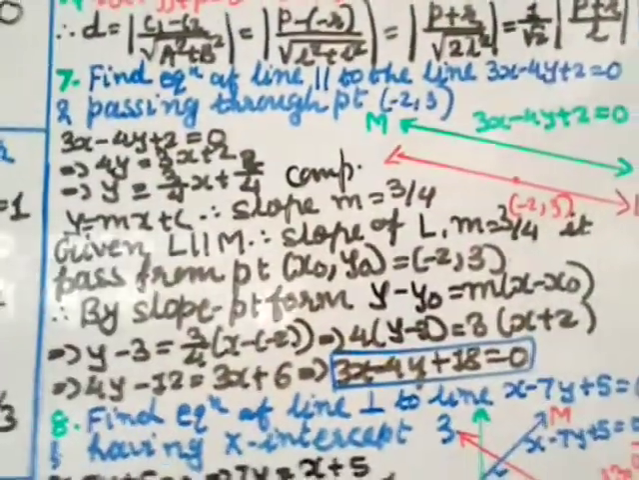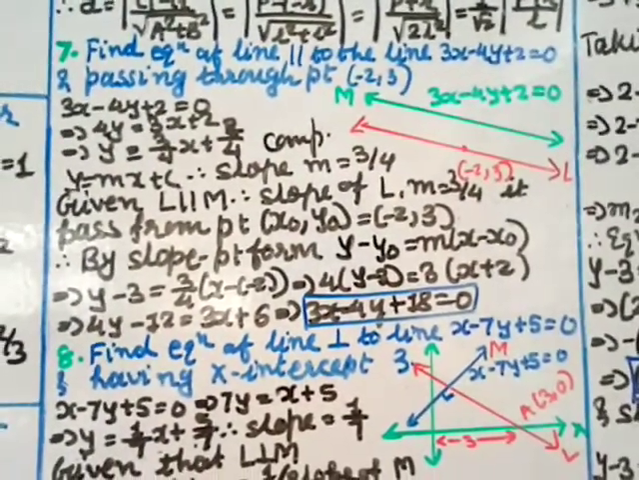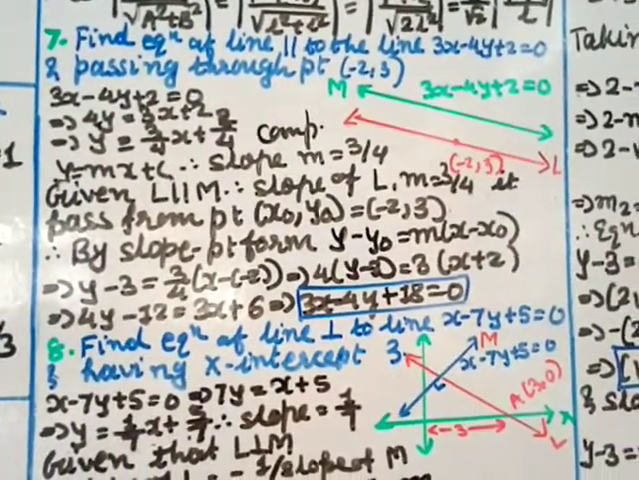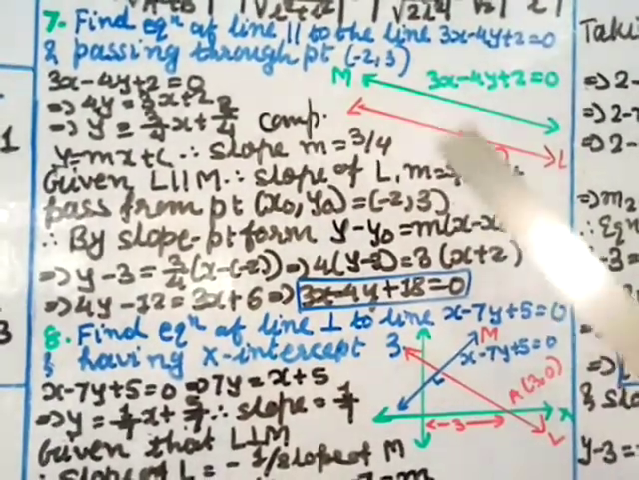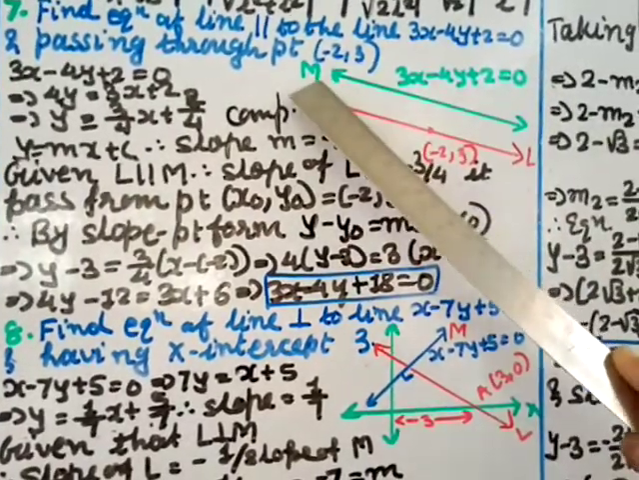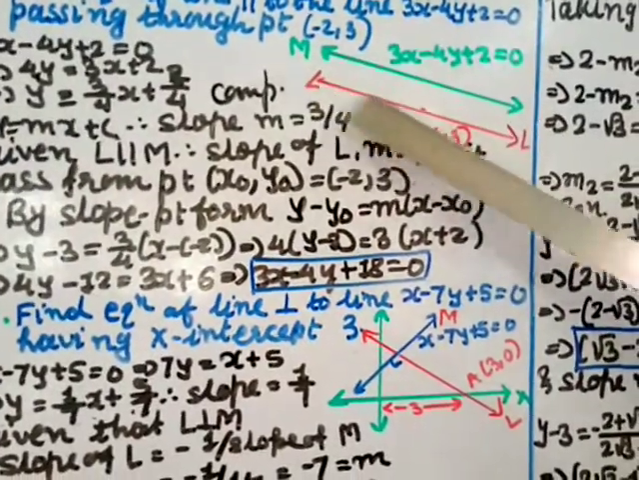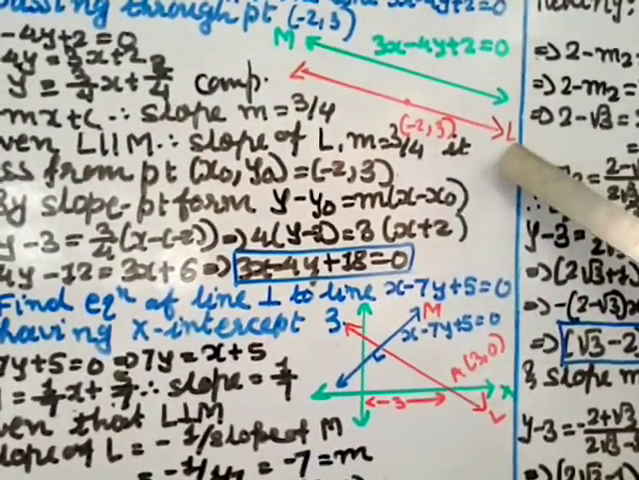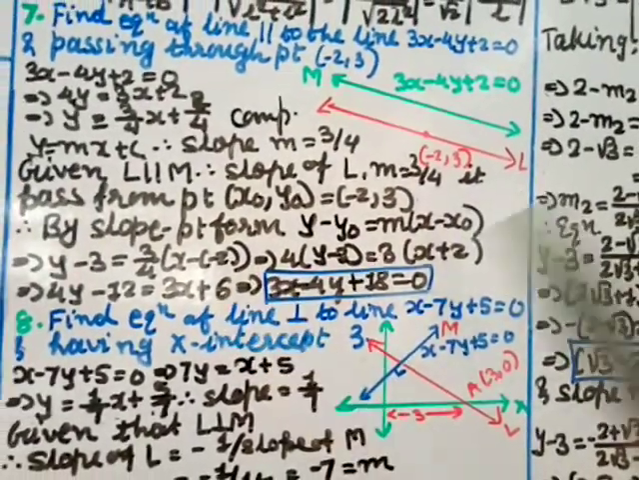Question number 7. Find the equation of the line parallel to the line 3x minus 4y plus 2 equal to 0 and passing through the point (-2, 3). Now we are given the line 3x minus 4y plus 2 equal to 0. I call this M. We have to find the equation of the line which is parallel to this line, that is this line L. I have to find the equation of this, and this line is also passing through the point (-2, 3). Okay, so let us find.